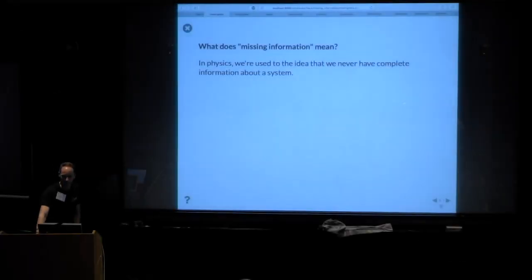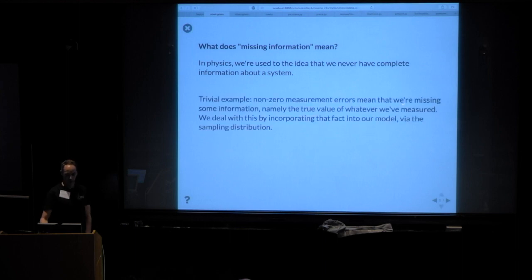Just very quickly, what does missing information mean? I mean, it means what it says, and the idea that we can't necessarily know everything about a physical system is hopefully familiar to anyone who's taken quantum mechanics, but that's not really exactly what we're focused on here. You've been dealing with missing information at one level or another all week.